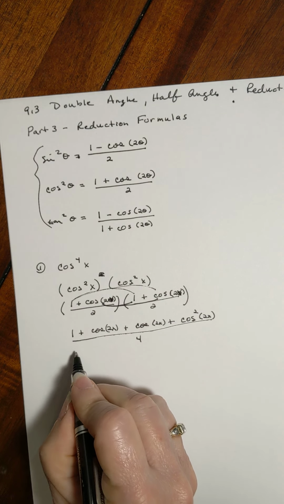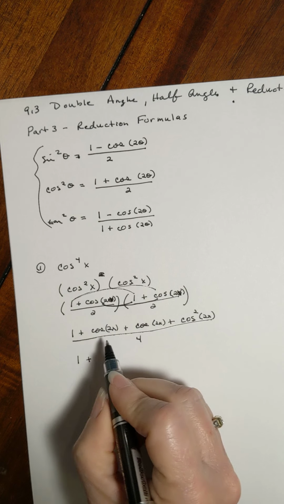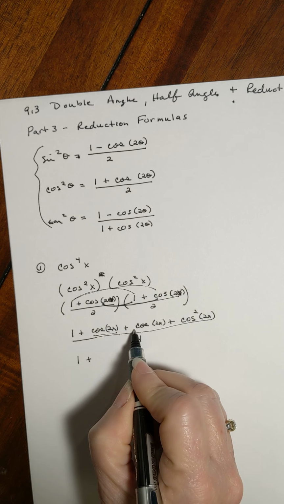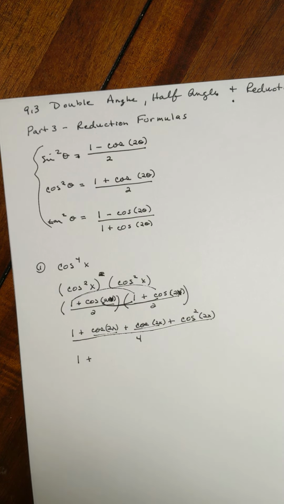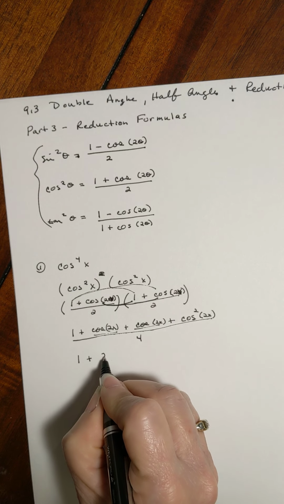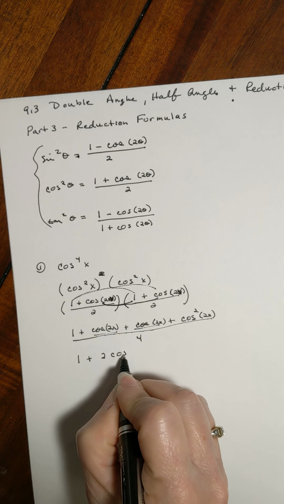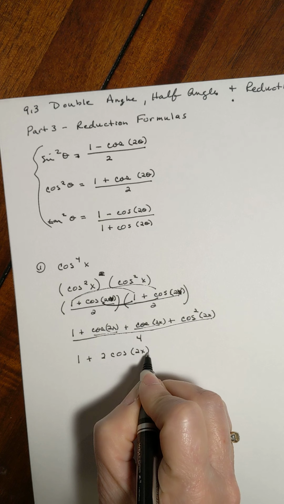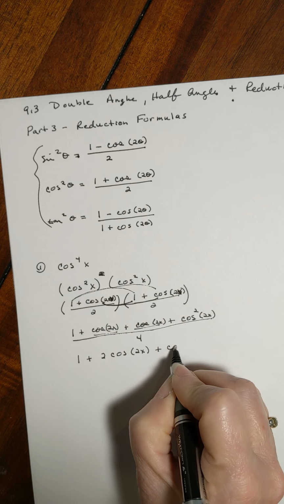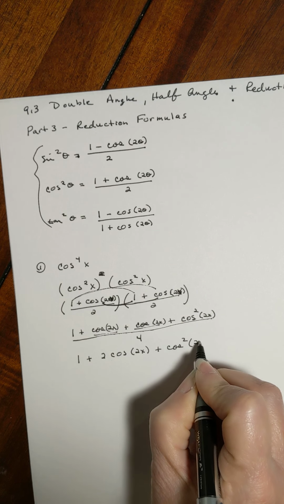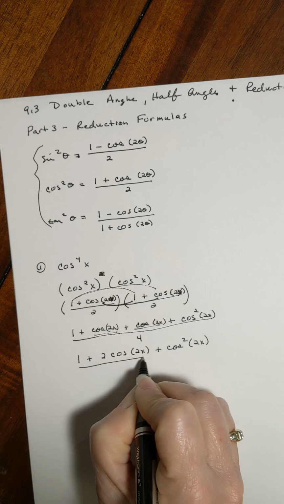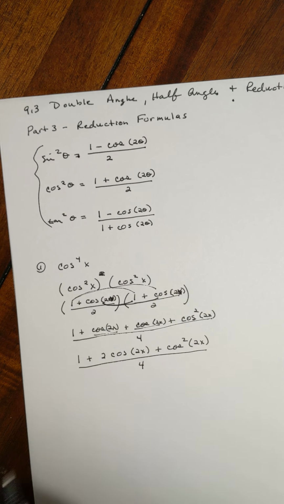So this gives me 1 plus, and then I have like terms here. Cosine of 2x plus cosine of 2x is 2 cosine of 2x, divided by 4.